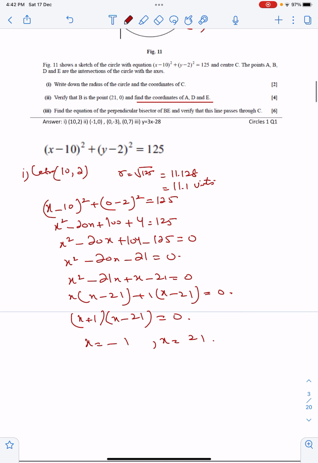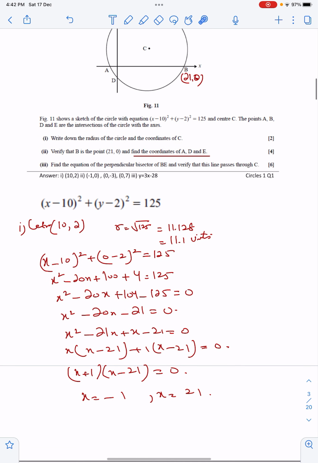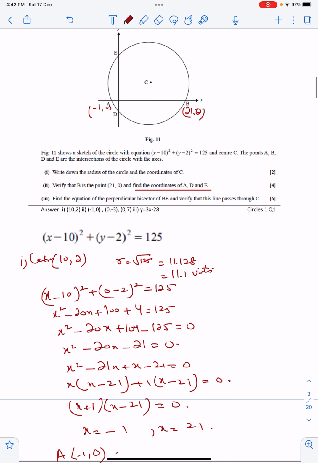They had already told us that one point of intersection is (21, 0). So that means this point is (21, 0) and this point is (negative 1, 0). So the coordinates of A are (negative 1, 0). Also, we have to find out the coordinates of D and E here.